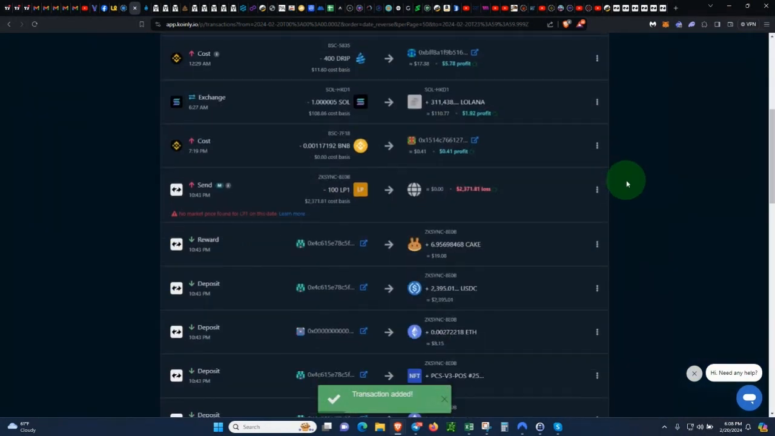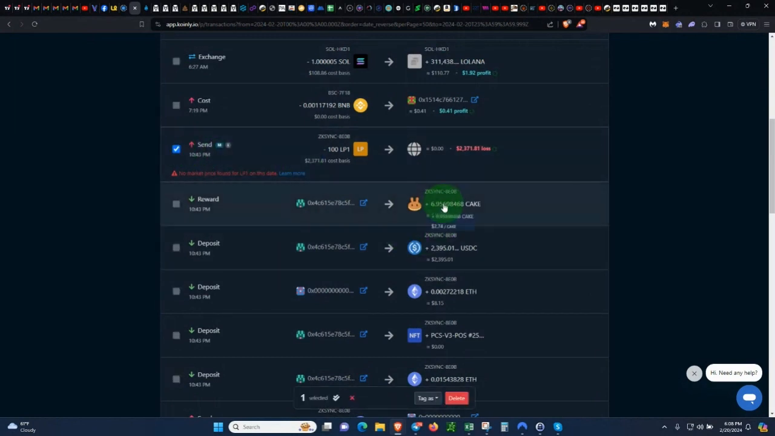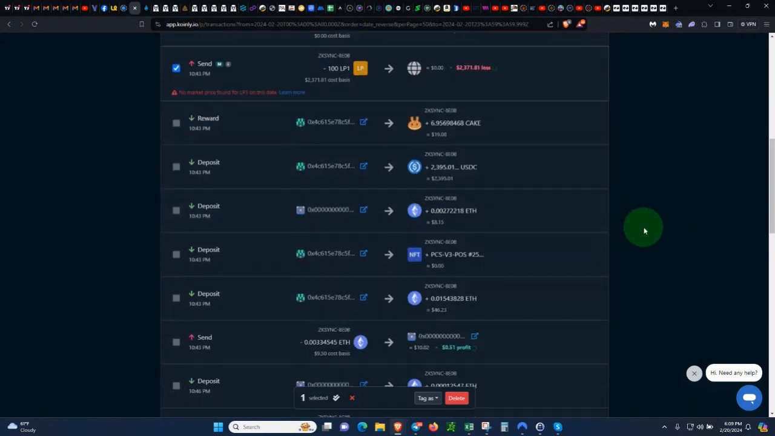So here's how the transactions went down. First of all, I removed the liquidity. I collected some cake tokens as a reward. I did have my NFT staked on the farm and earned cake, $19. I received all USDC and no ETH, even though I did receive some ETH based on the trading fees that my liquidity position had earned during that time frame.